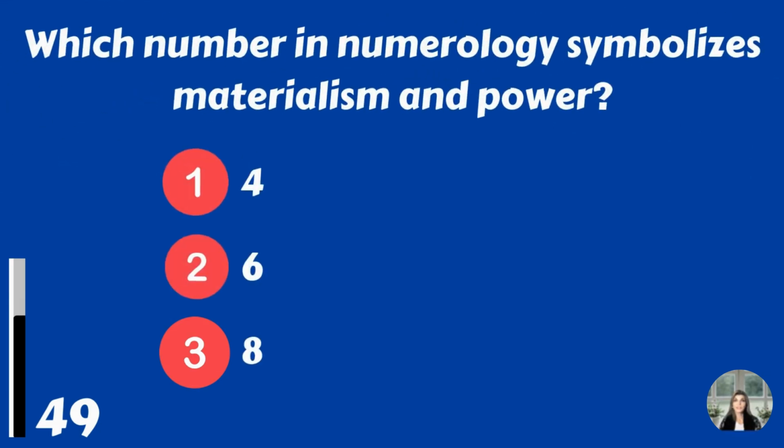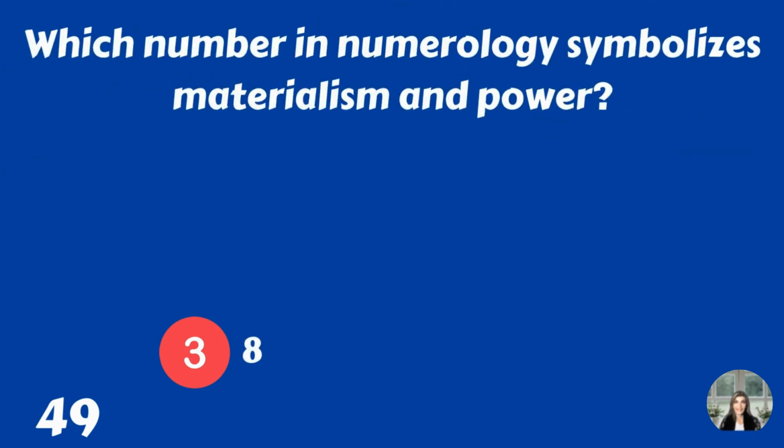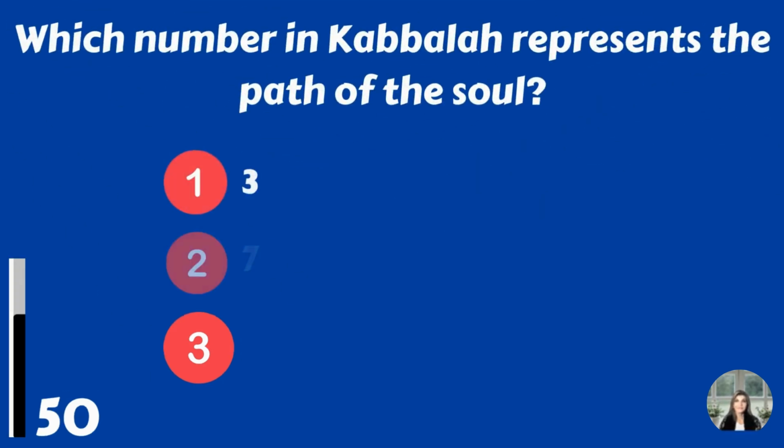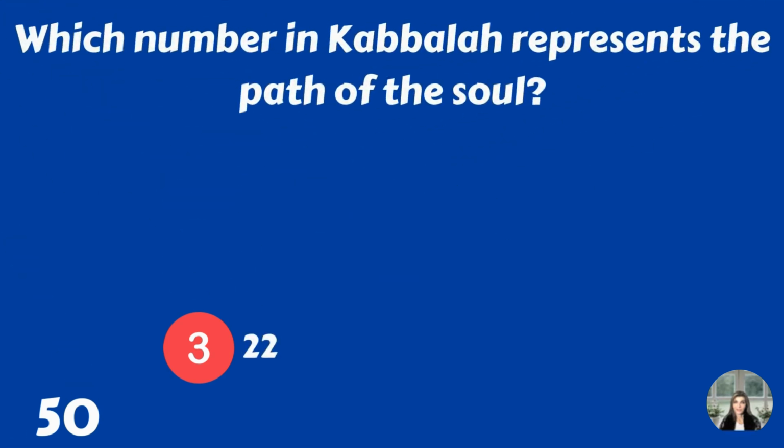Which number in numerology symbolizes materialism and power? 4, 6, or 8? 8. Question 50. Which number in Kabbalah represents the path of the soul? 3, 7, or 22? 22.